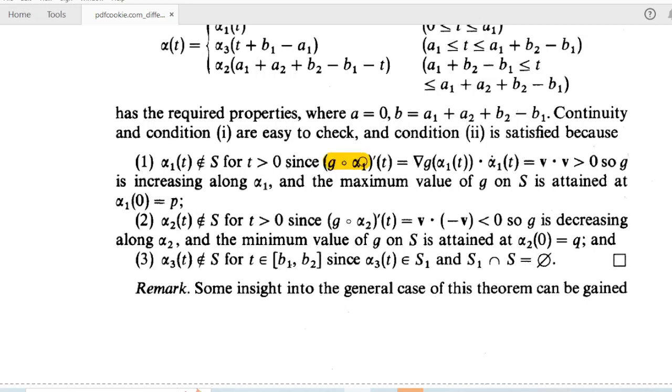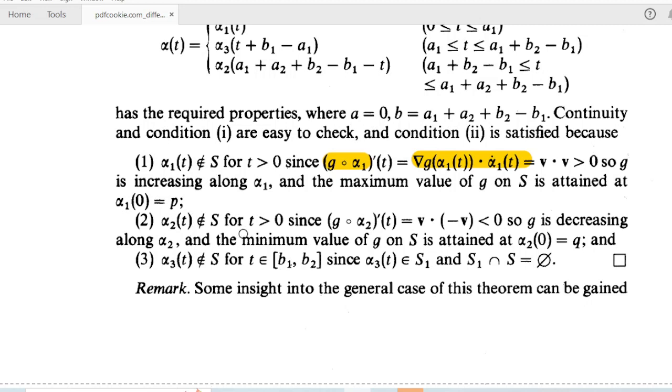if we take G composition alpha 1 dash of t, by definition this can be written as nabla of G of alpha 1 of t dot alpha 1 dot of t. So this particular value is V bar. So V bar dot V bar is certainly greater than 0. So G is increasing along alpha 1. Similarly, the maximum value of G on S is attained at alpha 1 of 0 equal to P.